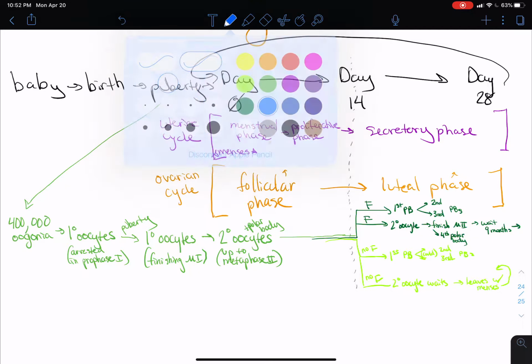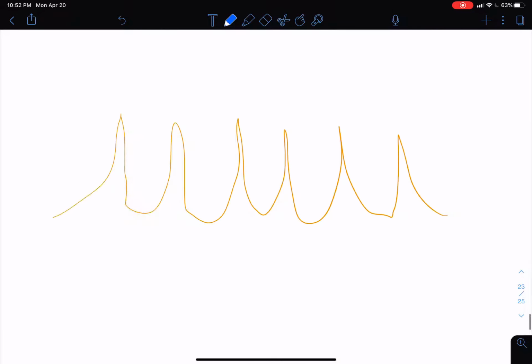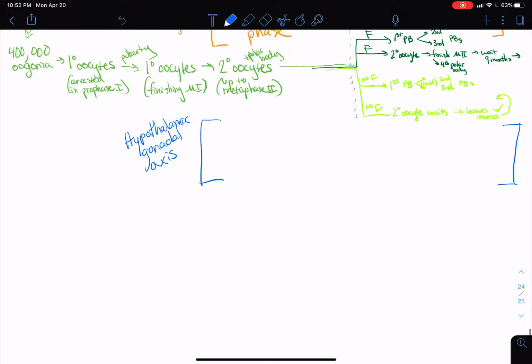All right. Now let's talk about what's happening at the axes. So let's go in blue here. Sorry about that. Okay, so the hypothalamic-gonadal axis. Again, we have ovulation in the middle, day 14. Let's talk about GnRH.